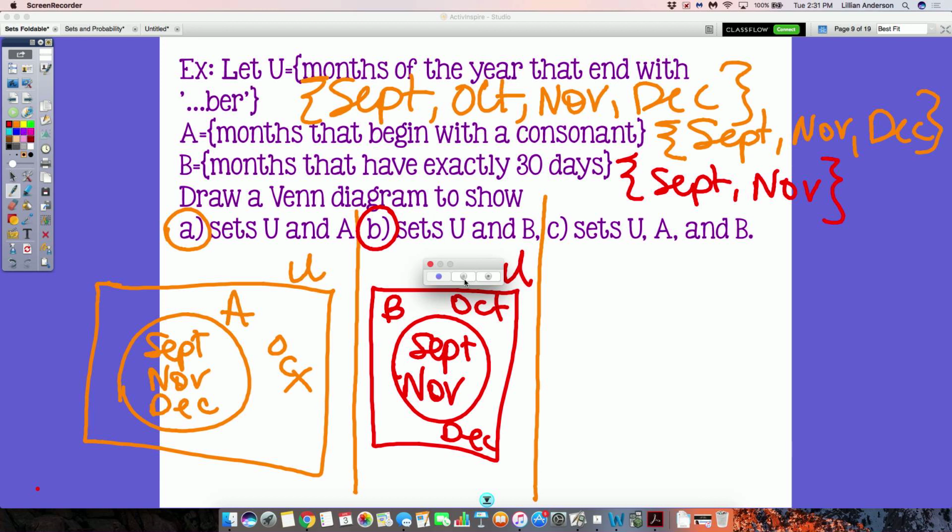September and November are in the circle, in both of them. Can you elaborate some? On the separate ones, they both have September and November. Oh, A and B both have September and November in them. That's what you're saying? Okay. Anything else you notice? A and B do not include October, so that means October is going to be on the outside, in the universal set.